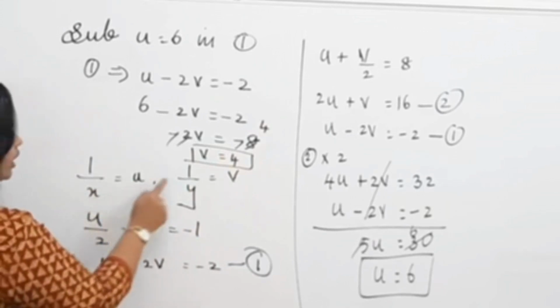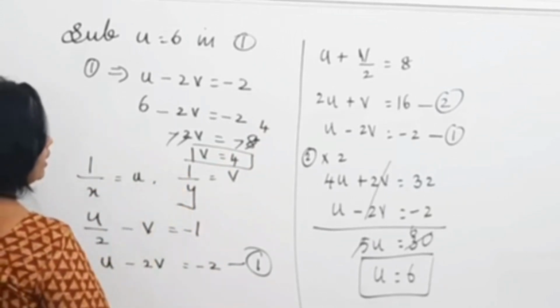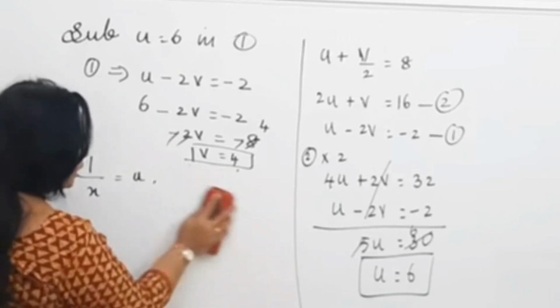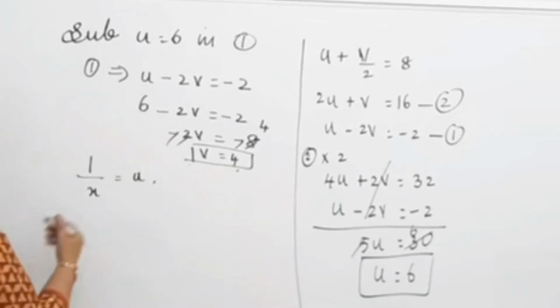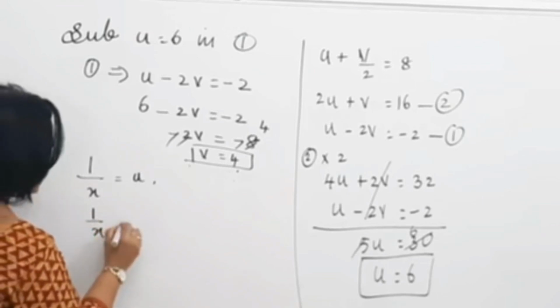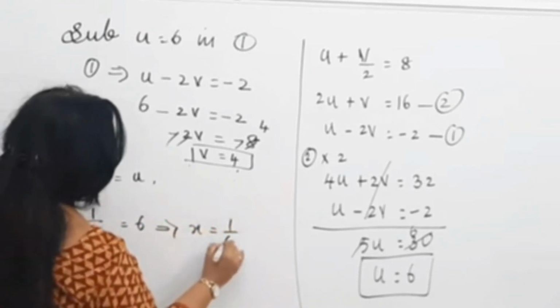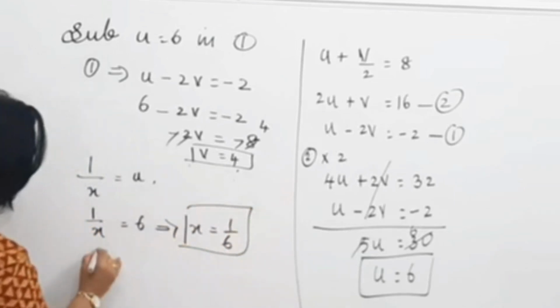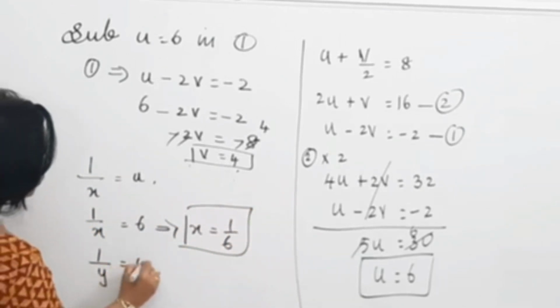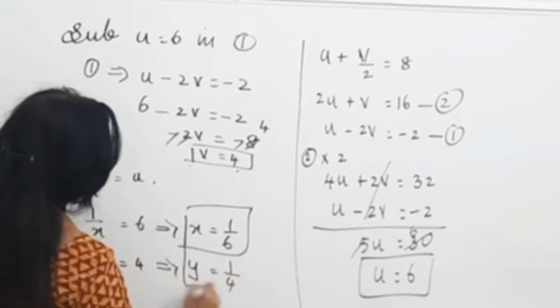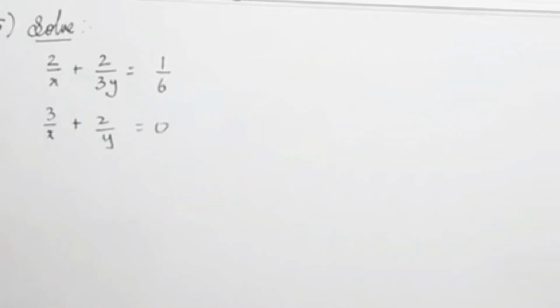But my u, v are 1 by x and 1 by y. So let me have my x here. My question is to solve for x. So 1 by x is equal to my 6. That implies x is equal to 1 by 6. Now the same way 1 by y is equal to 4 implies y is equal to 1 by 4. As simple as that. Children, we move on to the next question.